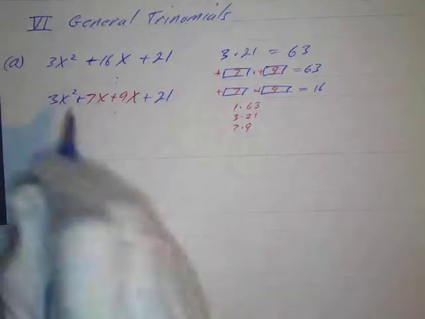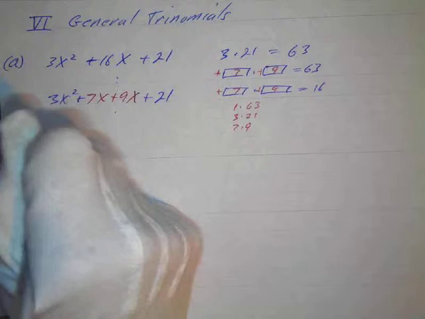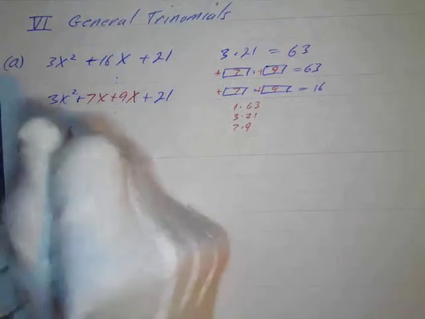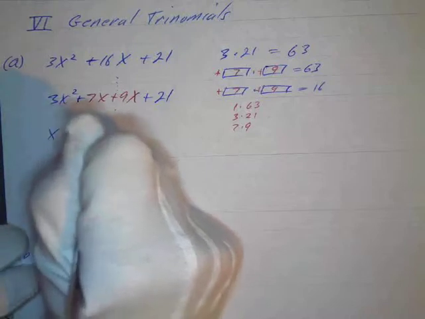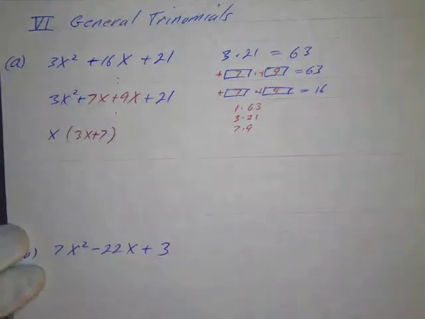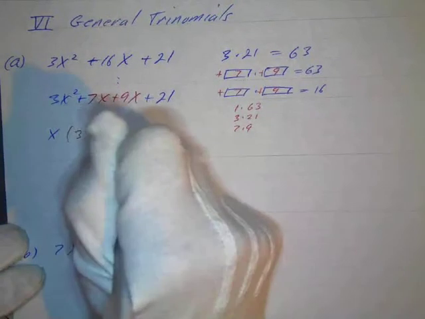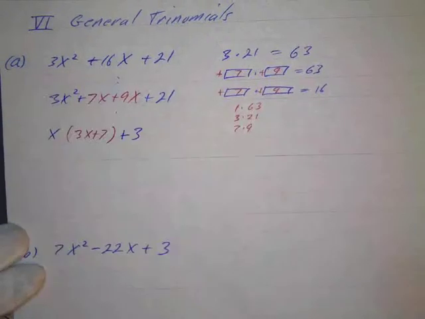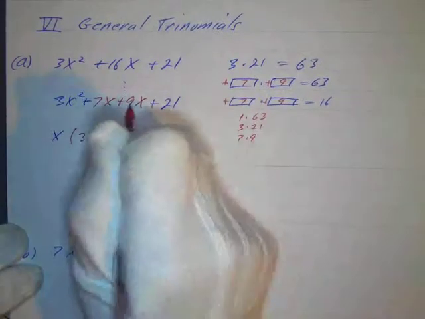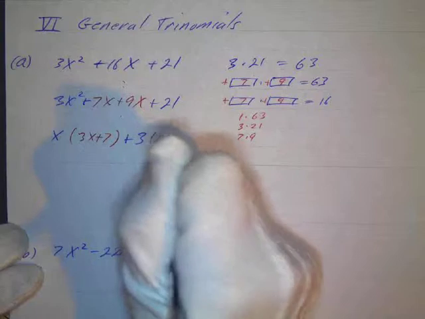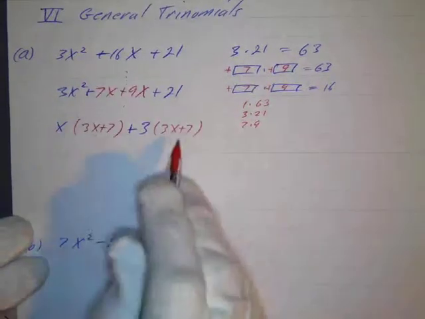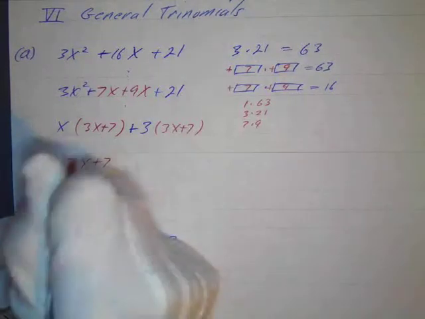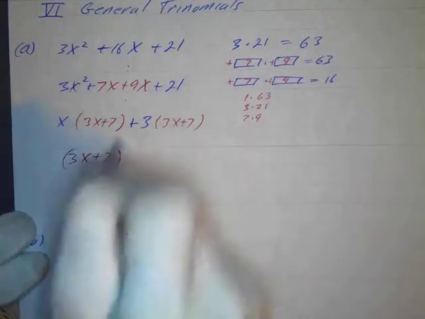And out of these two terms, it looks like I can take out an x, just an x. And what's left is 3x plus 7. And then out of these two terms, we always take out the leading sign, so a positive. And it looks like I can take out a 3. And if I do, what's left? 3x plus 7. Now we have a common binomial factor of 3x plus 7, so I can factor that out. And what's left? x plus 3.